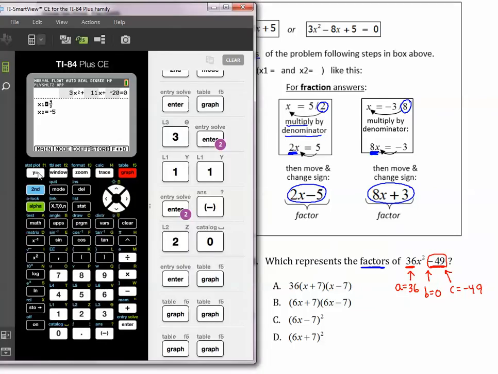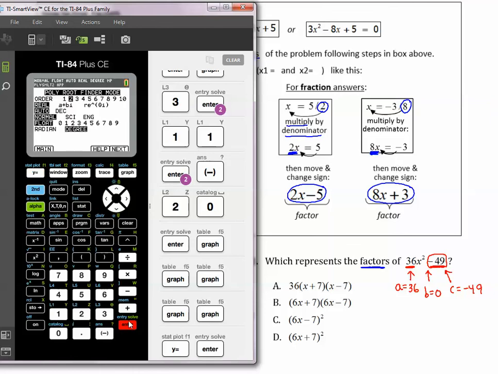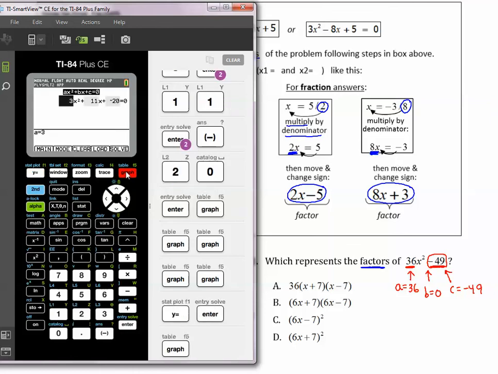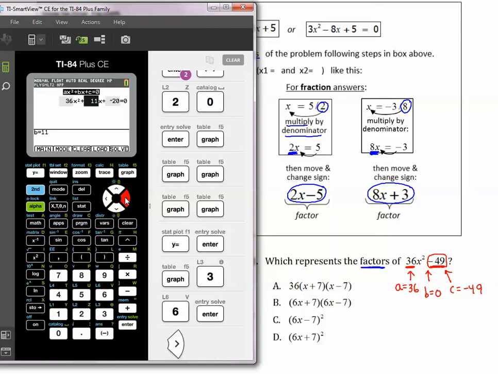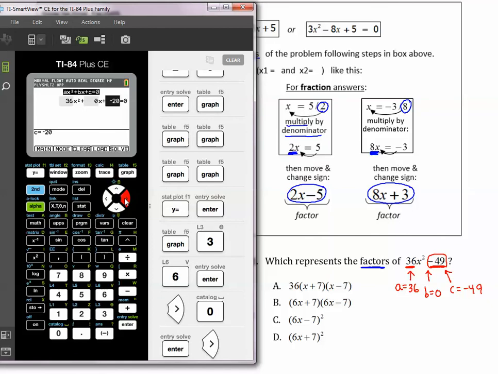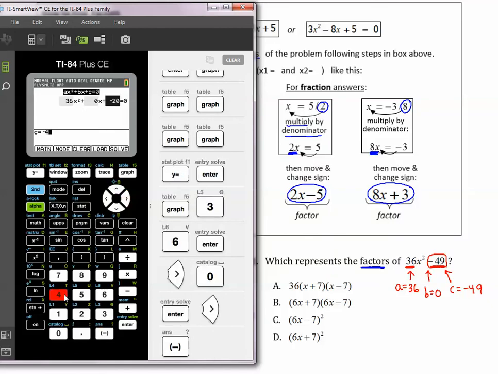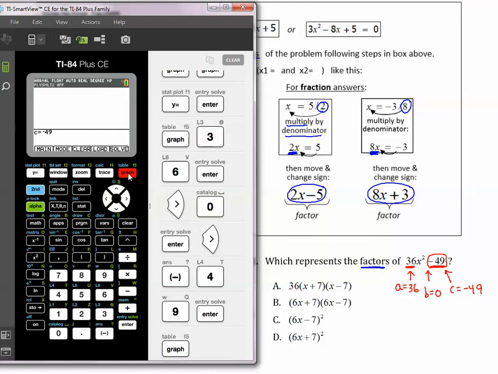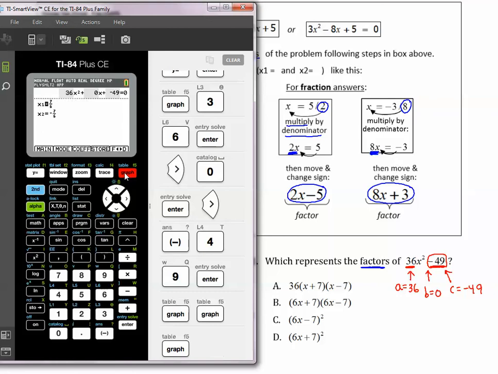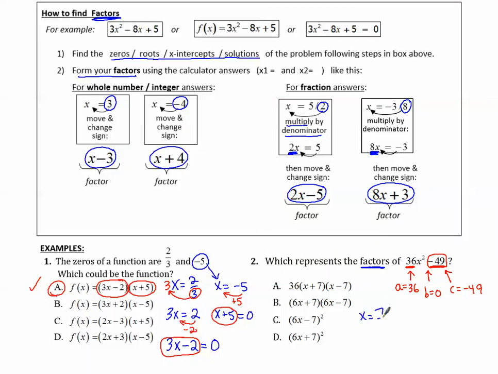Let's go ahead and go back to the main menu and find some roots. So again, we said the A is 36, the B, 0, because we didn't have any x term, and the C, negative 49. And now we solve. Remember, if we had fractions or decimals and we wanted the other, we'd press that button. But for factors, we want the fractions. So I see 7/6 and negative 7/6. Let's write those down. X equals 7/6 and x equals negative 7/6.